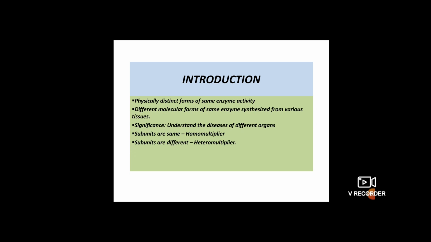As I told you, isoenzymes are physically distinct forms of the same enzyme activity. That means they have different types of structure and subunits but have the same enzyme activity. They are also different molecular forms of the same enzyme synthesized from various tissues.